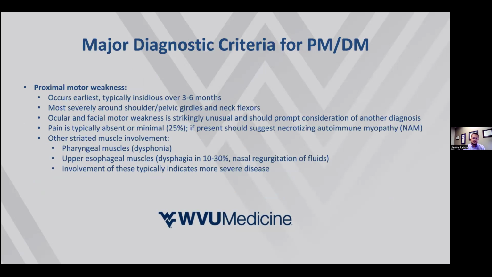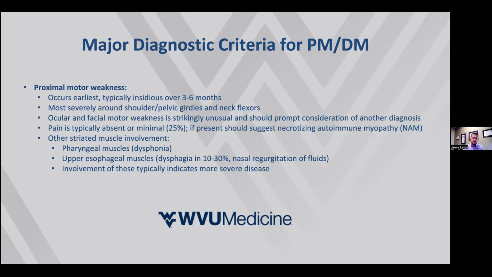The next few slides are just hitting on major diagnostic criteria. When we think about inflammatory myopathies, these are the big things that automatically come to our mind. The first is proximal motor weakness. Weakness is really the key when we're talking about inflammatory muscle conditions, and we look for that weakness to be objective.